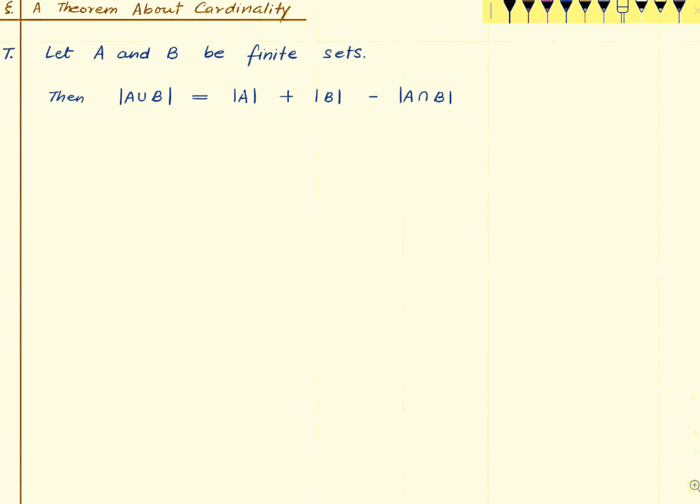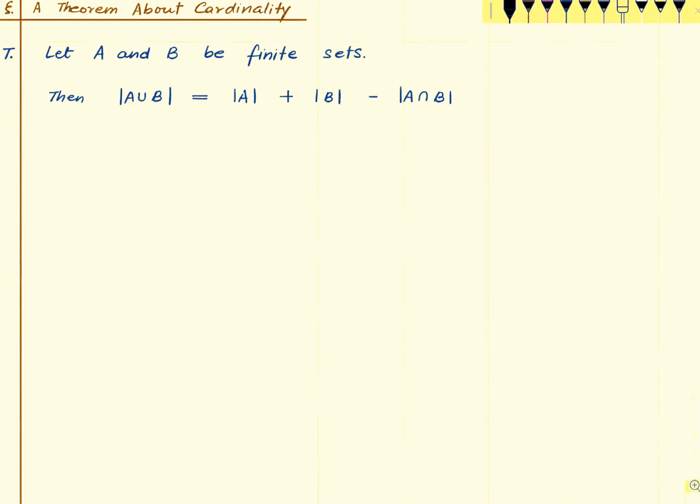So here is a basic theorem that you must have seen earlier somewhere. If A and B are finite sets, then the cardinality of the union is the sum of the cardinalities of the individual sets, but you subtract out the cardinality of the intersection. So if A and B were disjoint sets, then one can easily see that this is true.